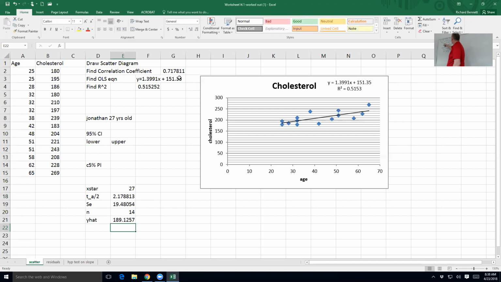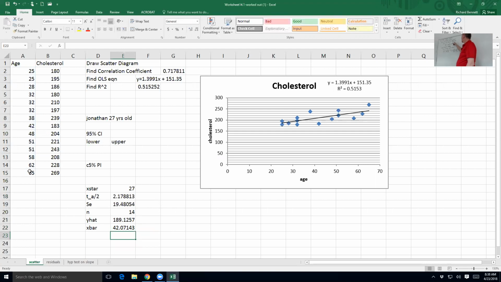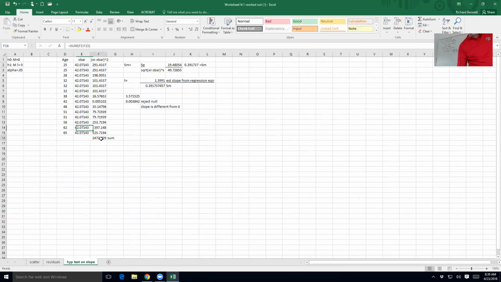I've got to mix those two up. X bar was what? X bar, does anybody remember? We've already figured that out. It's the mean of all the ages. I think it was 42, as I remember. 42 years old. And then the sum of xi minus x bar squared, I know we have that somewhere. It's right there.